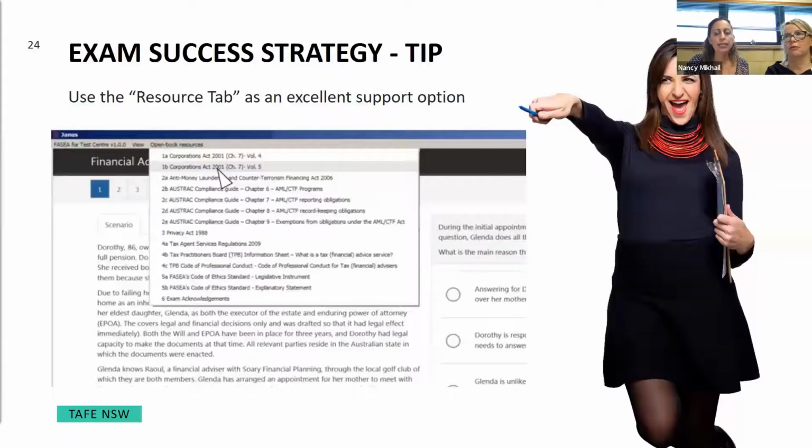What you do is once you click here, for example, it will bring up the Corporations Act, and you'll have a little search tab where you can write, for example, section whatever it is, and it will bring up that information. And that's how you'll actually find the resources on there.